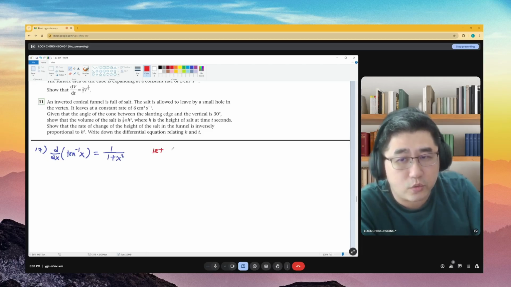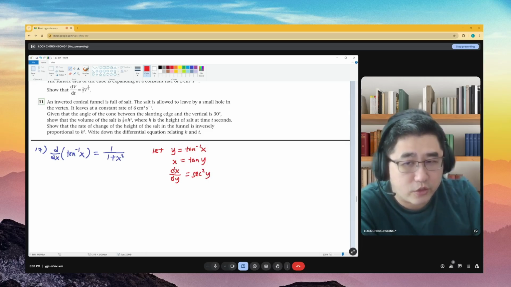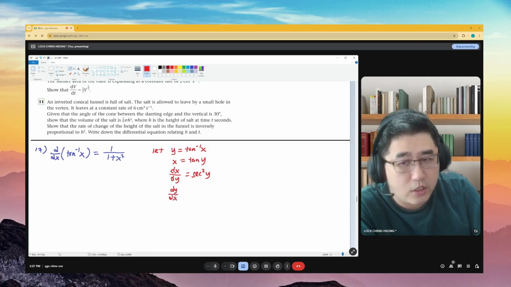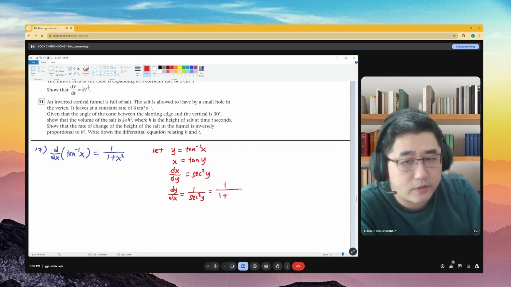We let y equal arctangent x first. Then x equals tangent y. Then I'm going to do dx/dy. According to the rule above, the derivative of tangent becomes secant squared, so it becomes secant squared y. The original question is y equals arctangent x, so I'm supposed to get dy/dx. So I flip dx/dy upside down, and I get dy/dx equals 1 over secant squared y. Then this secant squared y we change into trigo, so it becomes 1 plus tangent squared y.